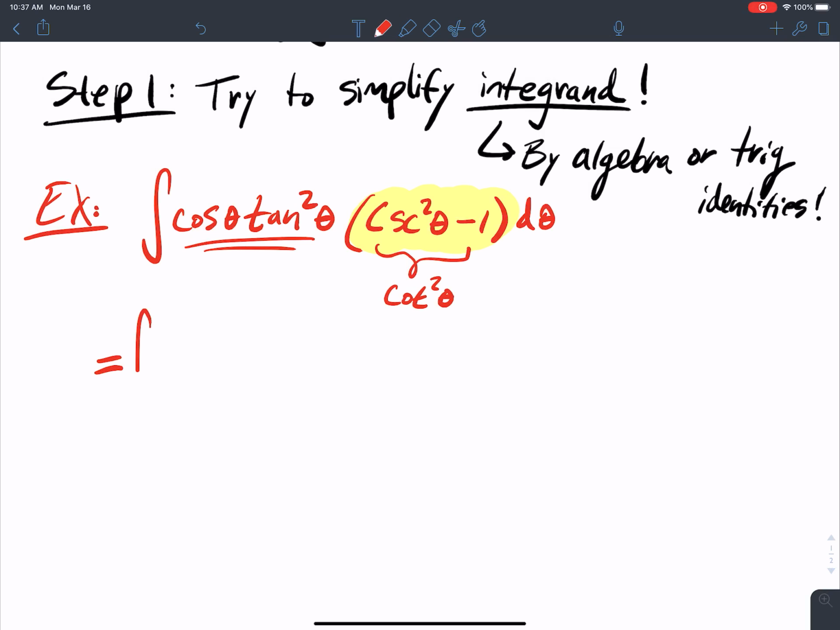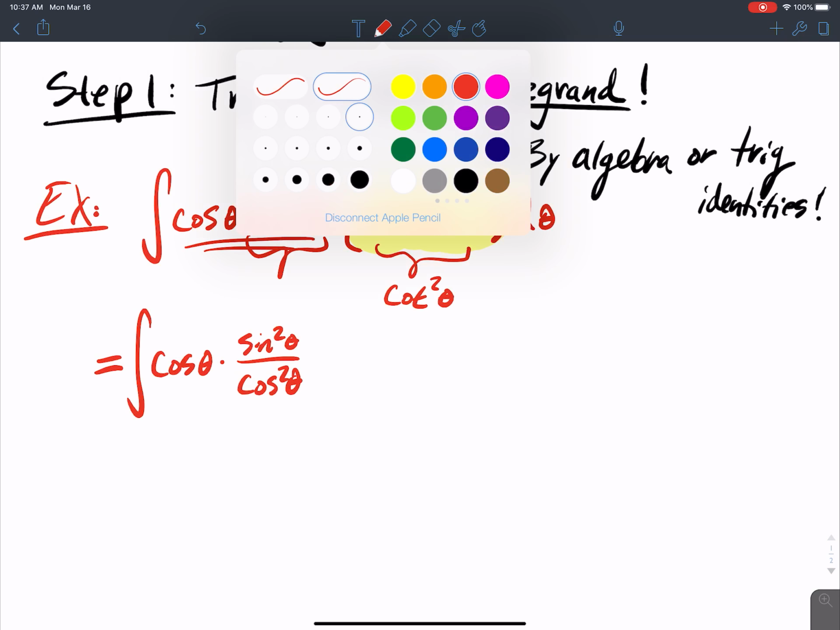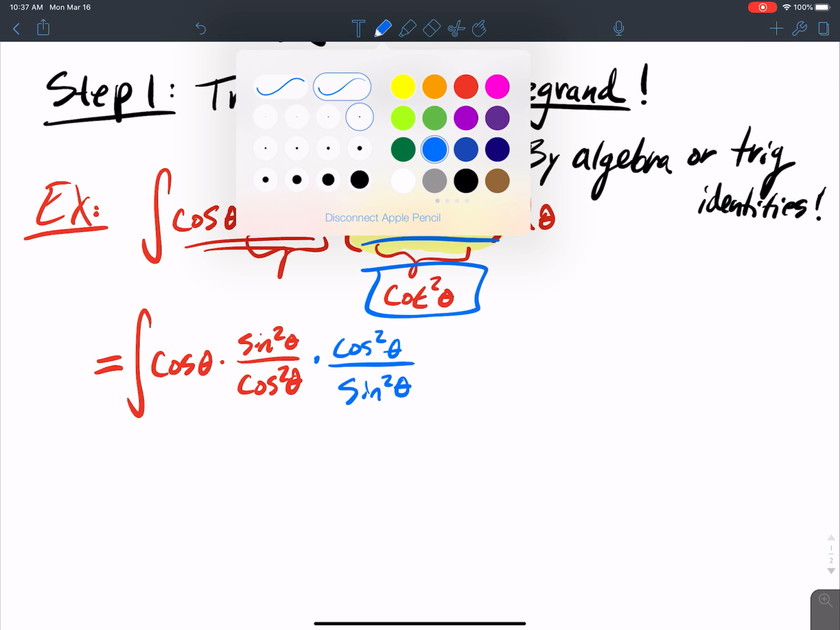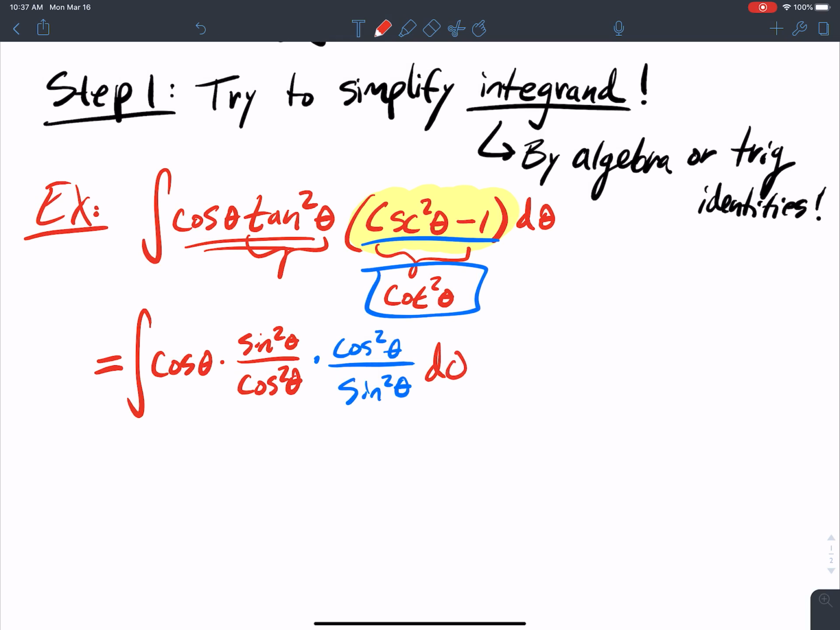So cosine's good. Tangent squared. Tangent is sine over cosine. So that's sine squared theta over cosine squared theta. All right. Now we talked about cotangent already, converting here to cotangent. Cotangent is cosine squared theta over sine squared theta. Now this is pretty good for us because all of a sudden the cosine squareds cancel here and the sine squareds cancel here. So my integral drops out from something super complicated to just cosine.